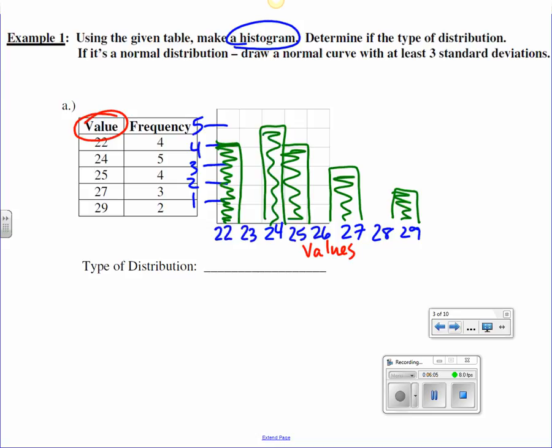Okay, if you kind of draw a curve, does it have a tail? Yeah, and where's the tail pointing? Positive. So this one's called positively skewed. Okay?